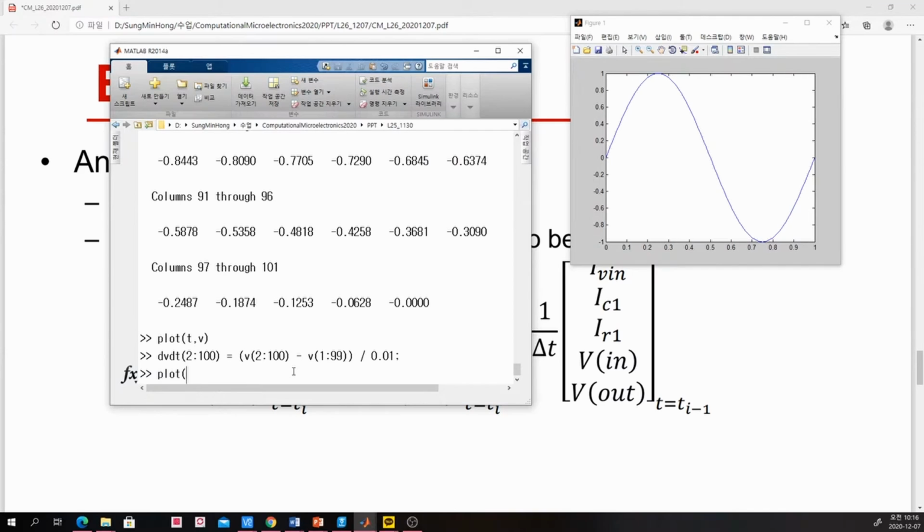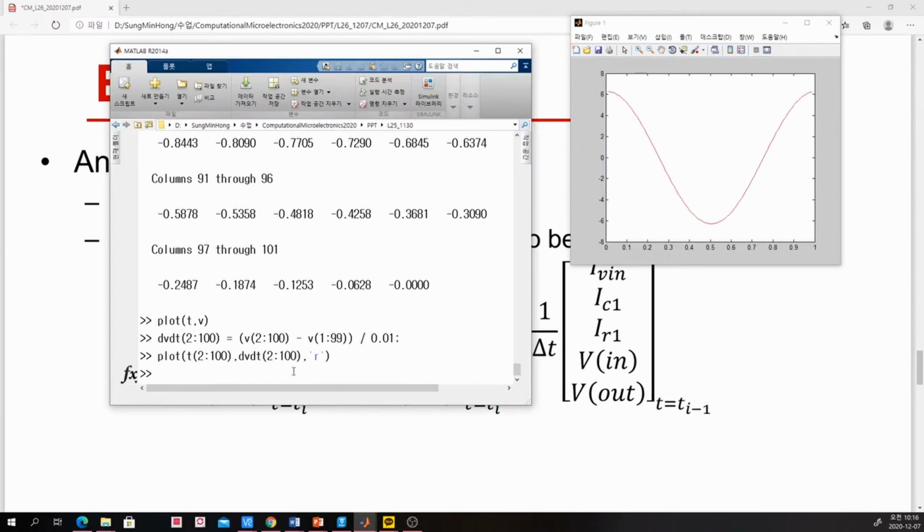Then let me plot once again. t is the second instance to the final one, and dv dt is from second to 100, because I have not calculated the first one. Then let me draw it. How does it look like? You expect 2 pi cosine omega t, and it looks really like 2 pi cosine omega t. Oh, good.